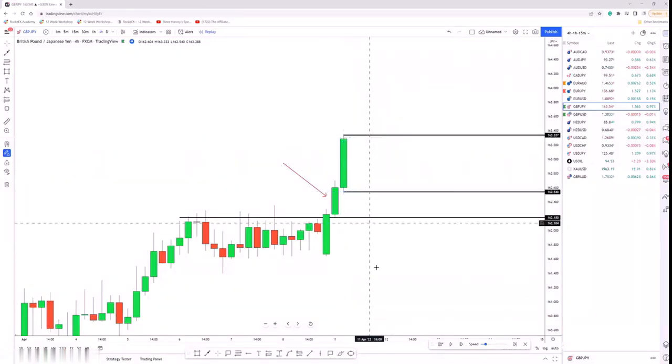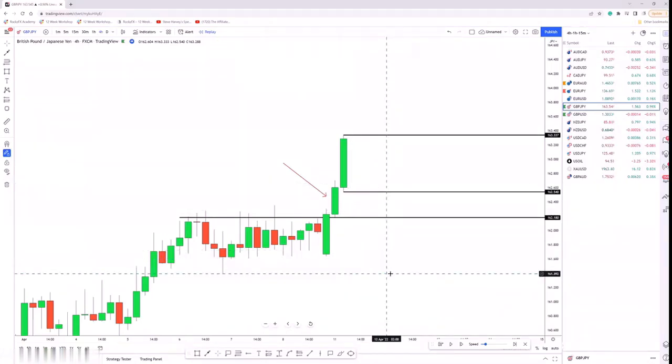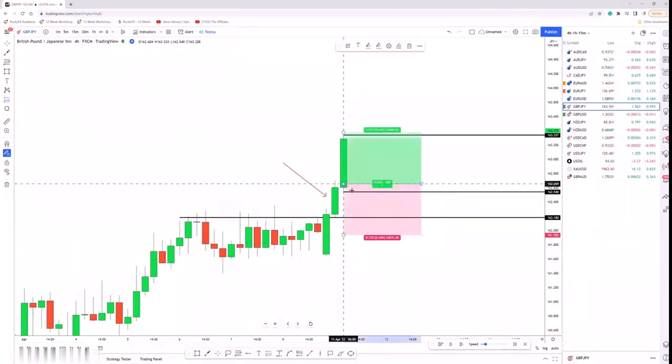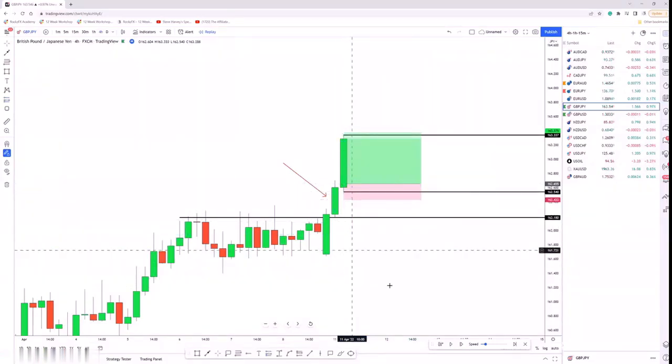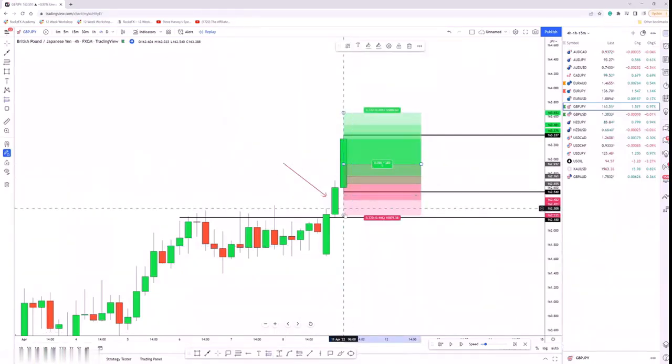We move on to the next point. When is the best time to buy this candle? After the wick, after the pullback. Let me ask you something. Is this a good entry? Yes. Is this a good entry? Yes. Is this a good entry? No.